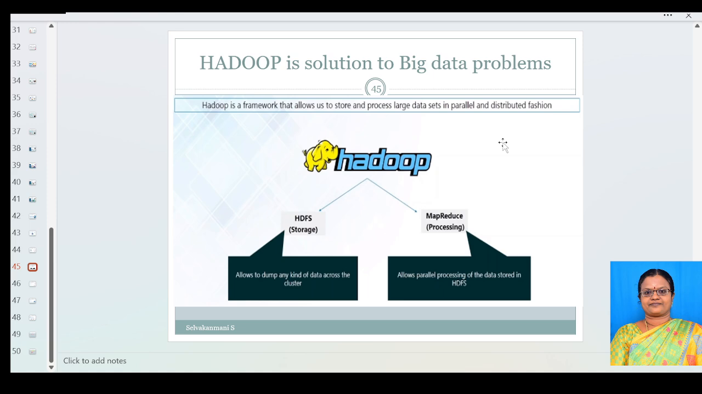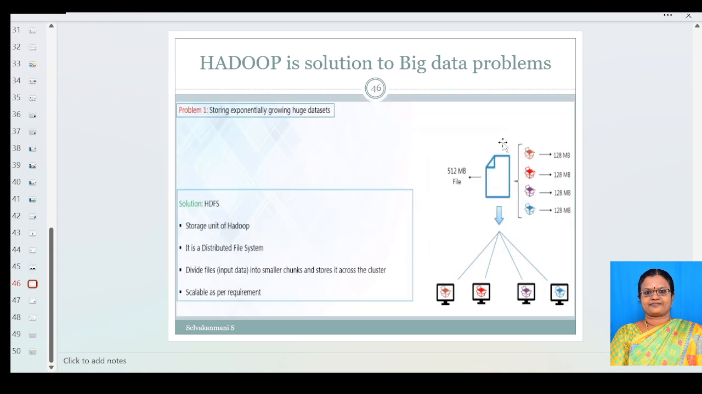Hadoop is a framework which allows us to store and process large amounts of information in parallel as well as in a distributed fashion. The storage is taken care of by HDFS, whereas MapReduce is the other concept, for processing. So HDFS is for storage of big data, and MapReduce is for processing such information. If you see the first problem, storing exponentially growing huge data sets, the solution is HDFS, that is Hadoop Distributed File System.